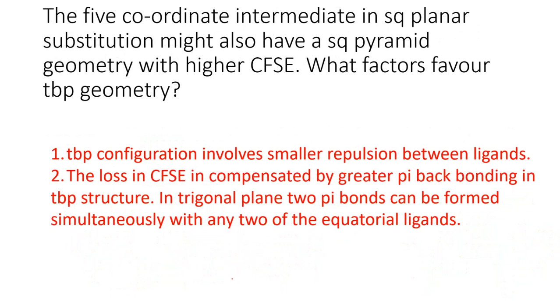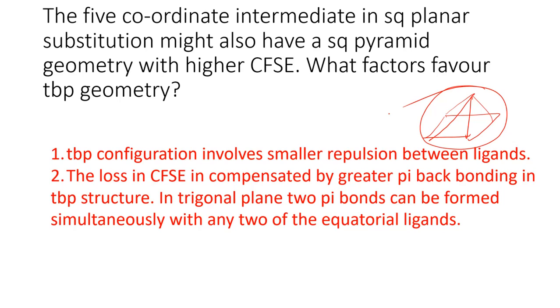Okay, now another question is that the 5-coordinate intermediate in square planar substitution might also have a square pyramid type of geometry. We are drawing only a TBP type of geometry, but instead of this we can draw this type of geometry, right? This is a square pyramid. So whenever we are considering a 5-coordinate intermediate, instead of a TBP geometry we can draw a square pyramid geometry also, because in that case it would have a higher CFSE, that is, crystal field stabilization energy.